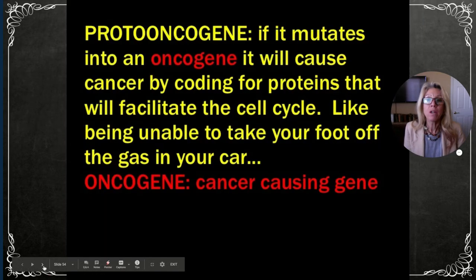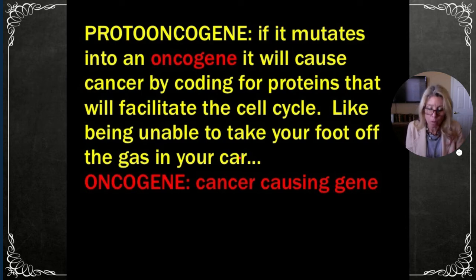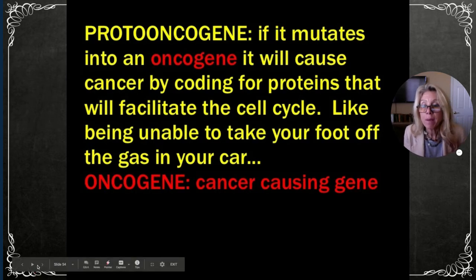All right, so let's talk about this. Proto-oncogene, if it mutates into an oncogene, will cause cancer by coding for proteins that will facilitate the cell cycle. They're like, go cell cycle, go cell cycle, go. And this would be like being unable to take your foot off the gas of the cell cycle. You just keep moving forward. So on proto-oncogenes, for your notes, these code for proteins that promote the cell cycle and prevent apoptosis. And like a gas pedal on your car, it's a stimulatory pathway.